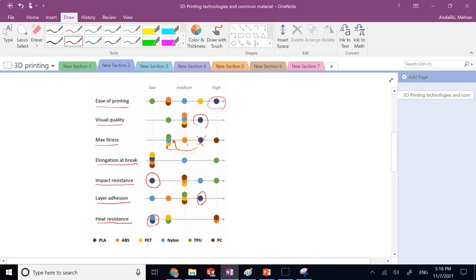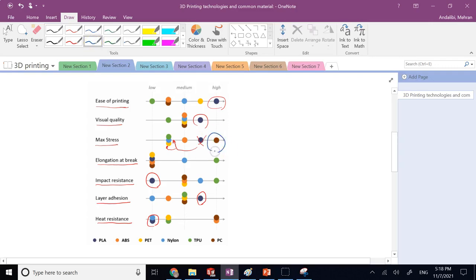Based on my observations, I do not really think PLA is much stronger than, let's say, PET or ABS. I don't think so. PC is definitely the strongest of them in terms of the mechanical stress it can tolerate. I do agree with that.